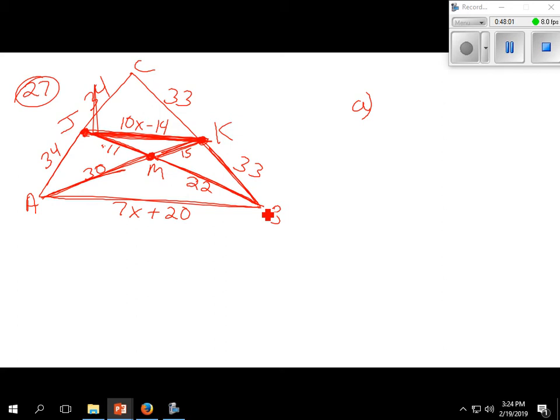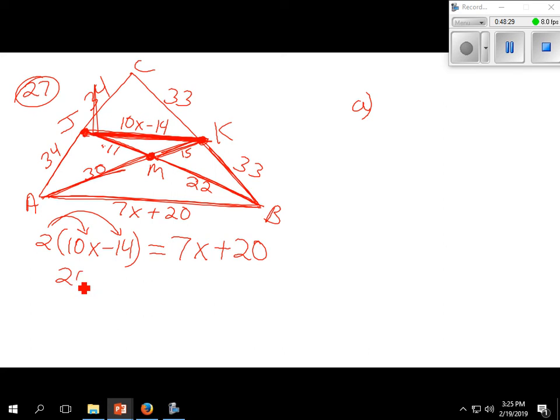I'm going to do the same thing as I did on the other one. If I just take that whole thing times 2, and you could write it out like this, 2 times 10x minus 14, so you're doubling this segment. That should give you this bottom segment, so that should be equal to 7x plus 20. You're just setting two things equal to each other that you know have to be the same. And then if you distribute out here, I could have done this on the last one, I didn't. That's 20x minus 28 equals 7x plus 20.